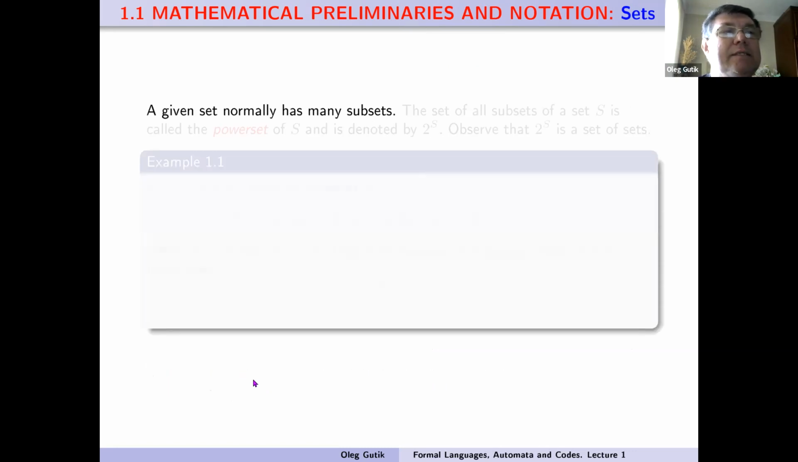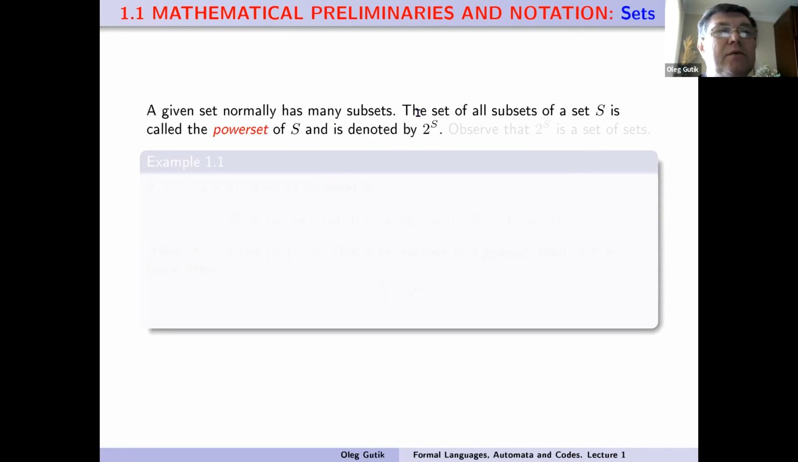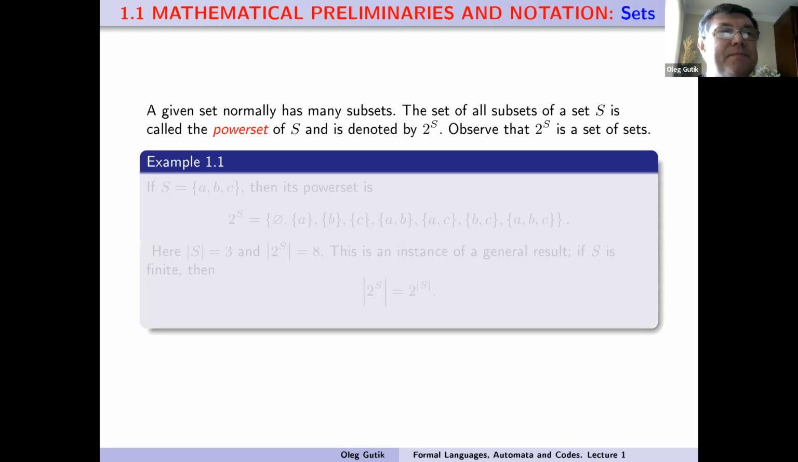A given set normally has many subsets. The set of all subsets of a set S is called the power set of S and is denoted by 2 to the power S. And we observe that 2 to the power S, or the set of subsets of S, is a set of sets.